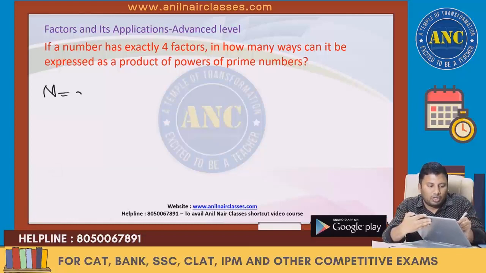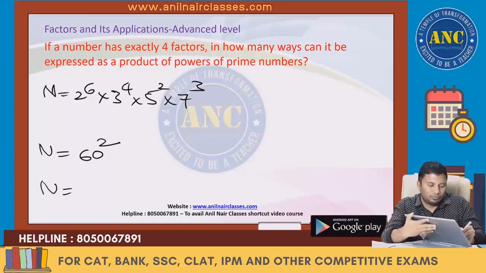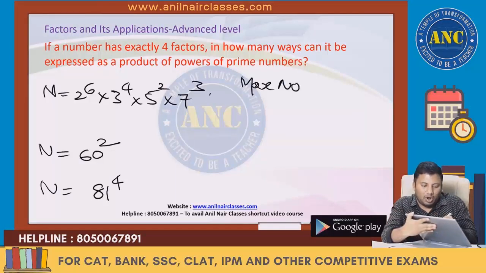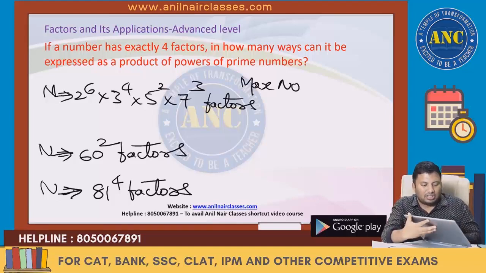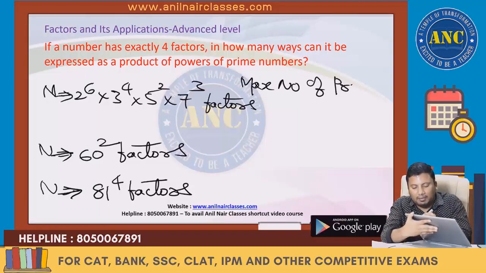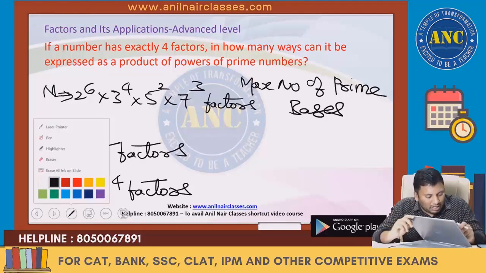N equivalent to 2 power 6 into 3 power 4 into 5 square into 7 cube. N equivalent to 60 square. N equivalent to 81 power 4. In all these questions, a number has got this many factors. If a number has this many factors, please find the maximum number of prime bases.